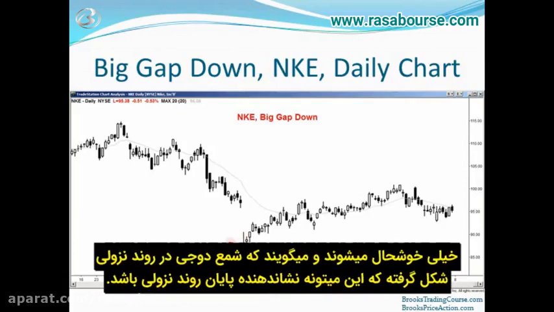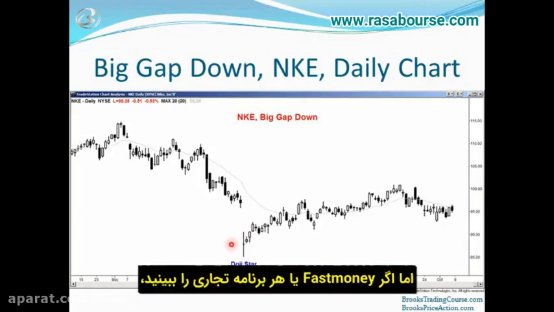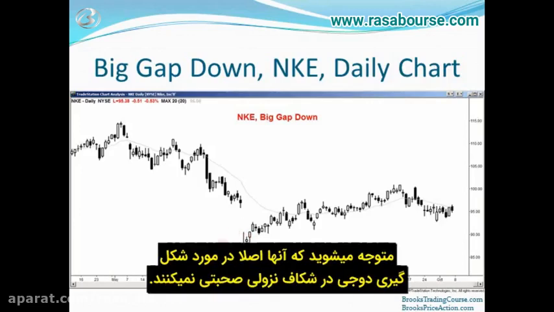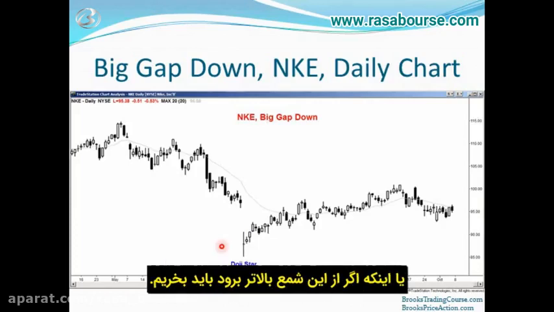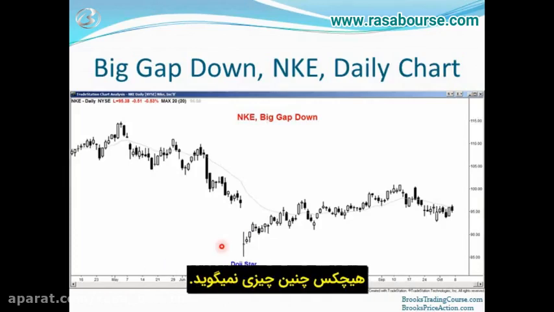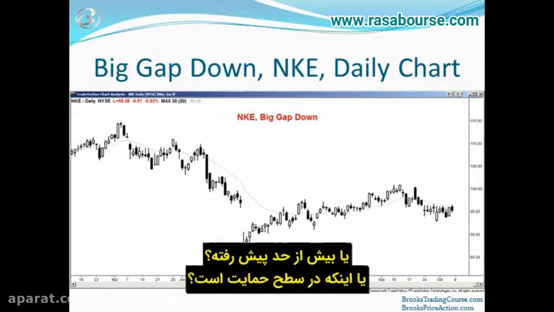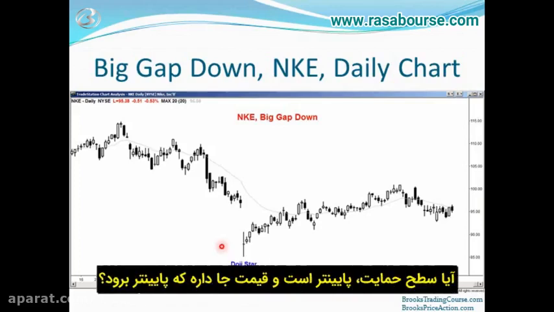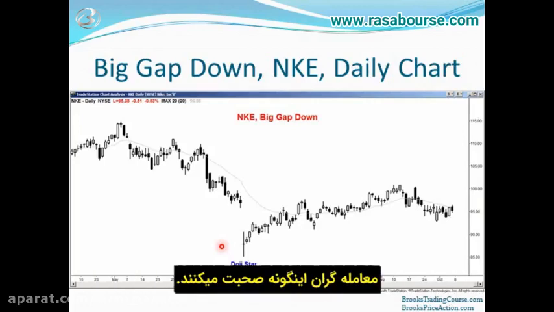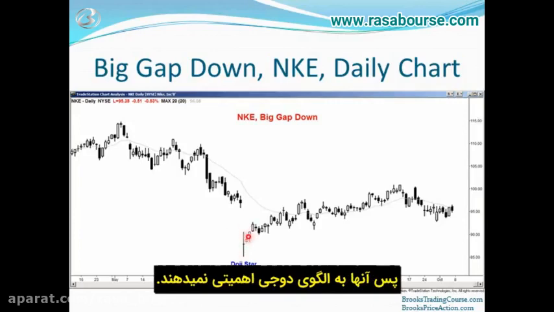Oh wow, a doji star in a bear trend, this could be the end of the bear trend. It can, but if you watched Fast Money or any business show on that day, you did not hear any trader saying, oh wow, big gap down and a doji star. If it goes above that bar, it's a buy. Nobody said that. What they said was, do you think it's cheap enough to buy? Do you think it's overdone? Do you think it's at support? Do you think the support's below and it has room to go on the downside? That's how traders talk about it. So it's not the doji pattern that they're interested in.